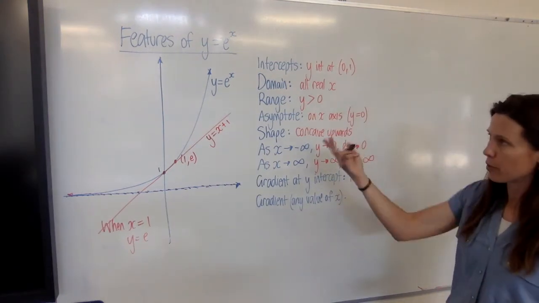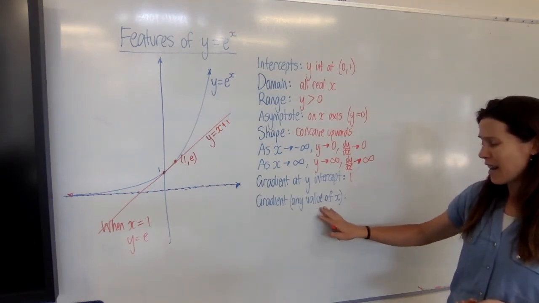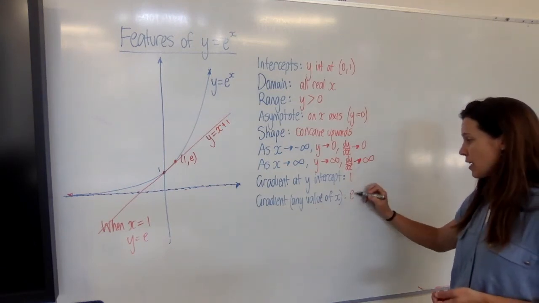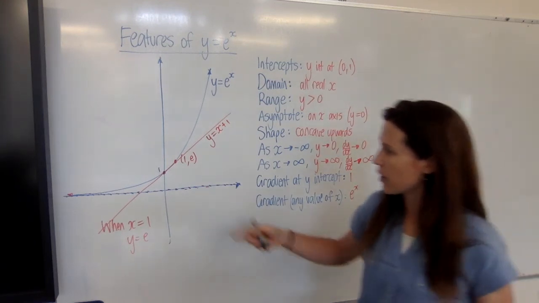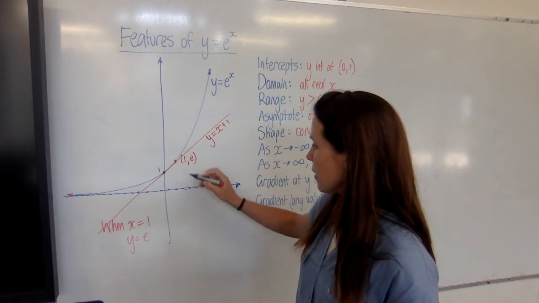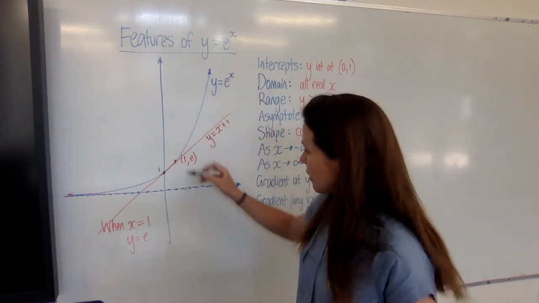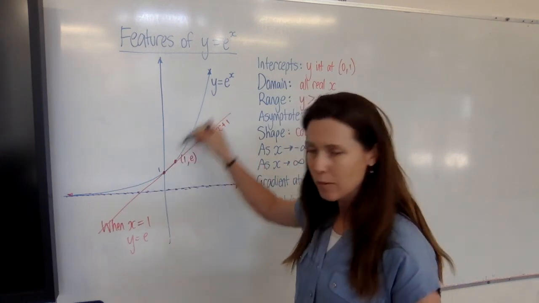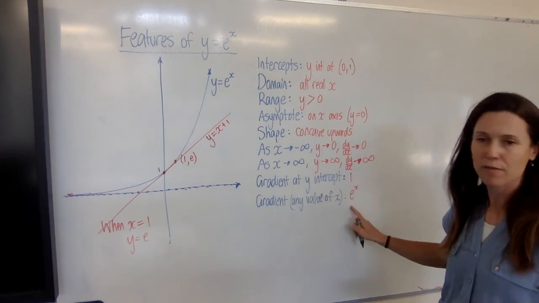That's one of the really notable things about this graph. We also know that the gradient at any value of x will actually just be e to the power of whatever x value you have. So if we're looking at the gradient, say here, where the x value is 1, e to the power of 1 is e, this height is e, but also the gradient would be e, around about 2.7 or so. And that will hold true for every value of x.